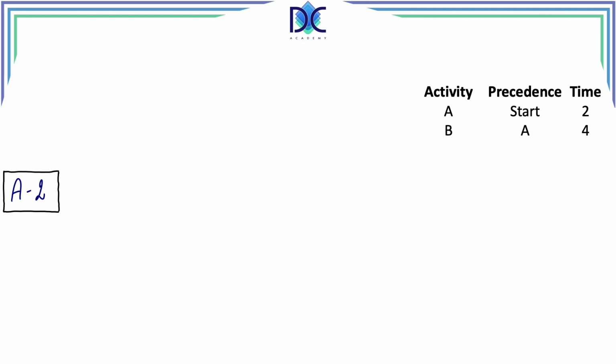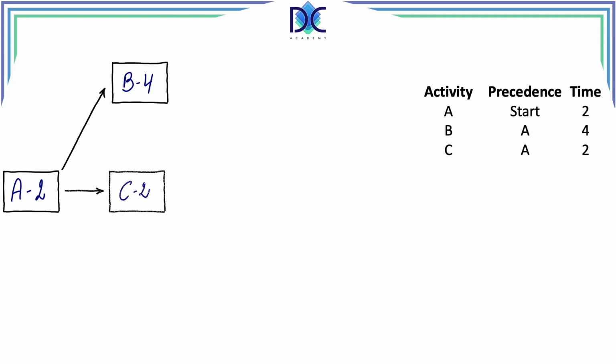The next activity that I have is activity B. B has a predecessor A and has a time of 4 periods. So now we draw the arrow to B and indicate that B takes 4 periods to complete. We continue. C also has the predecessor A with a duration of 2, and we draw the arrow and the activity. The next activity is D, also with predecessor A and a duration of 1.